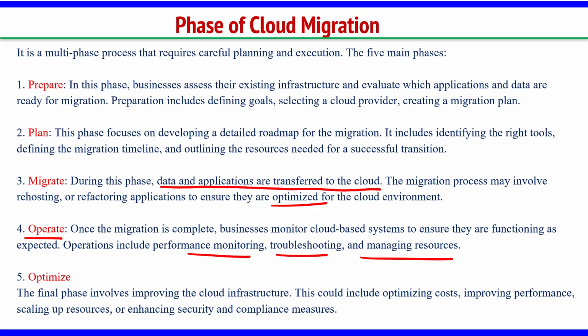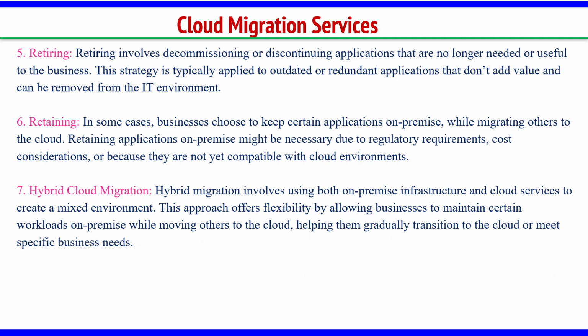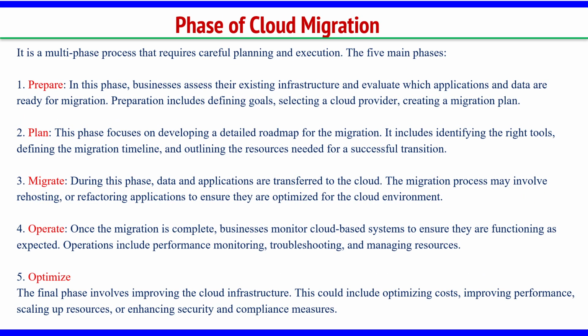And the last phase is optimize. What we do here now, since the application is working fine, we focus on optimizing the cost. We will focus more on improving the performance, scaling the resources and enhancing security. In step 4, we are just starting it and checking whether it is working fine or not after the migration. In the 5th step, since it is working fine, now we will focus on optimizing it, right? So these are the different phases of cloud migration. Migrating to cloud gives us a lot of benefits, and there are different ways of migrating, and the phases included in migration are these 5. So this is about migrating to cloud.